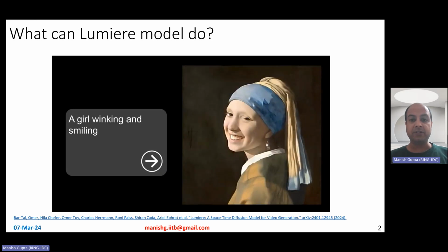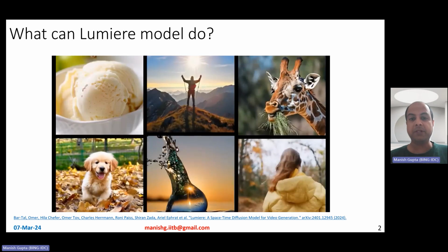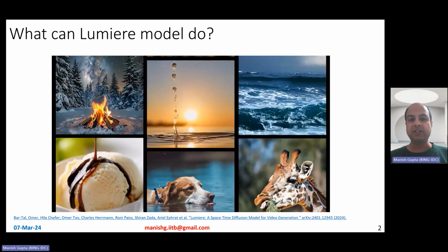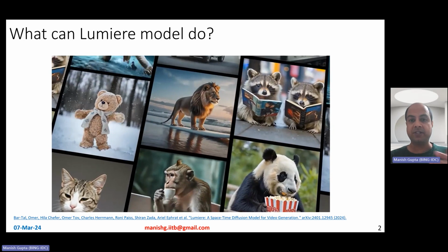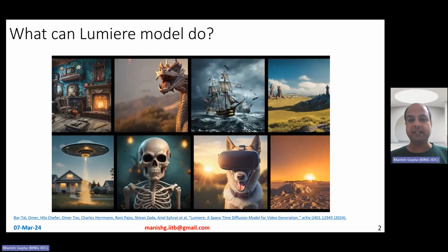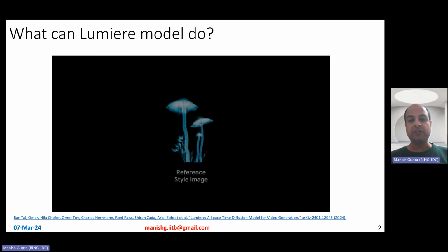It can also do image to video. You can just give a first image and then a text prompt to indicate what you want in the video, and it can generate these videos. These are all generated using the first image of these videos as the image prompt, and then a text describing what you expect in the video. It generates those. You can also do stylized generations.